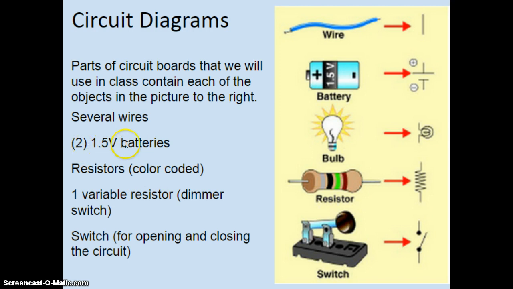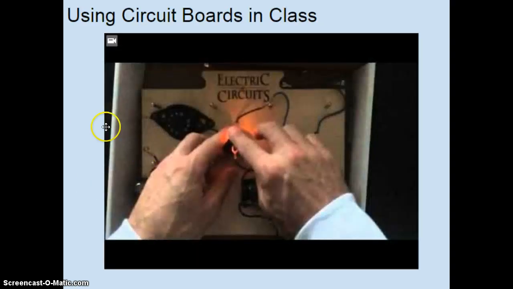So we'll have two 1.5 volt batteries, we'll have several wires, we'll have several different resistors, we'll have one variable resistor that's like a dimmer switch. You'll want to watch the video to see that. And then we'll have one switch that'll be able to open and close the circuit itself. Well, here's a video I loaded in here. So this is the video. You'll want to watch this on your own.